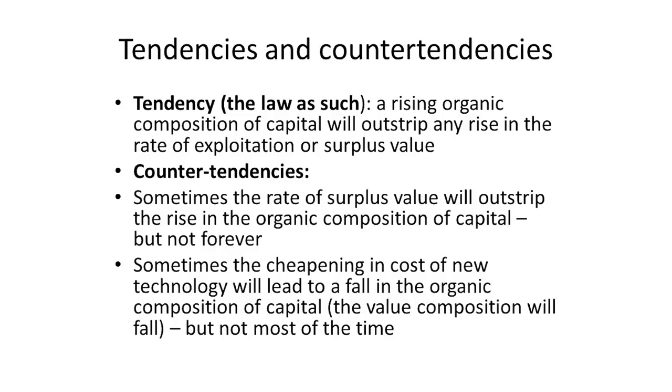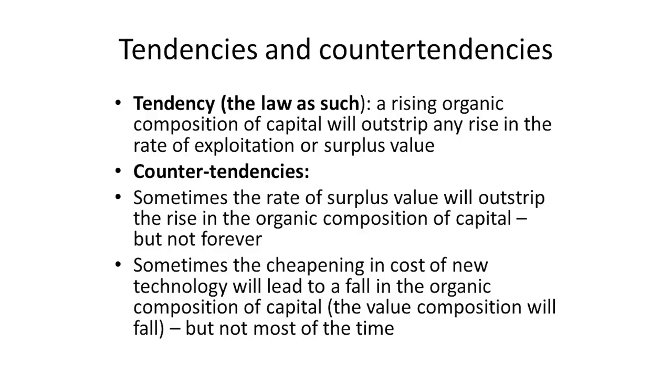There are two counter-tendencies. The tendency I've just described is organic composition of capital outstripping the rate of exploitation. The other one is that the rate of surplus value rises higher. But the other one is, what happens if things get so cheap, computers get so cheap, that actually C over V falls, doesn't it?